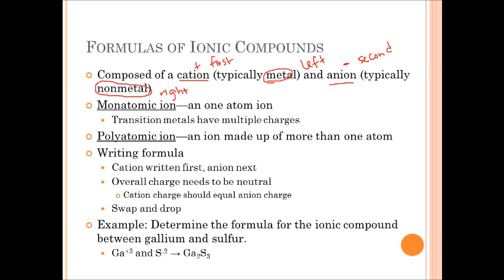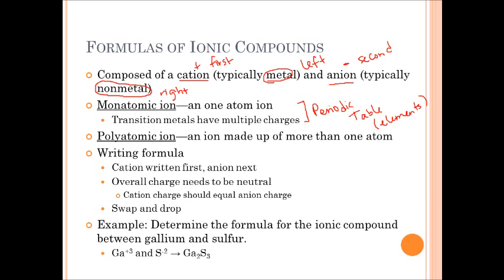Okay. We have two different types of ions. We have the monatomic ion, which is one atom, and transition metals, remember I was talking about, can have multiple charges. The monatomic ions are going to be ones off the periodic table. These are going to be your elements. The other type you can have is polyatomic, and this is where you have an ion that's made up of more than one atom. There's a whole chart of them on the back of your periodic table.